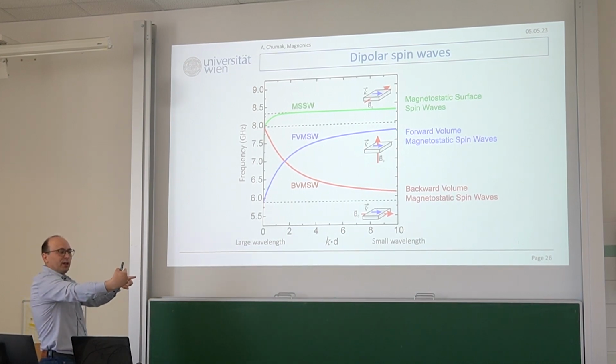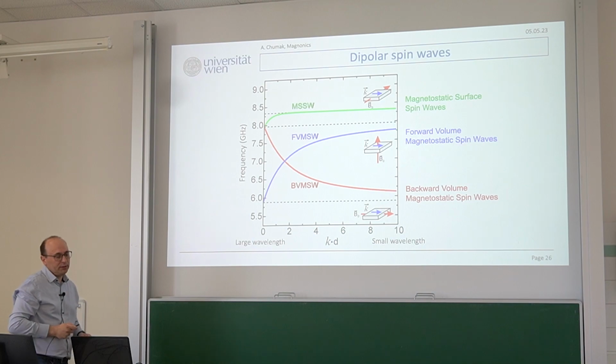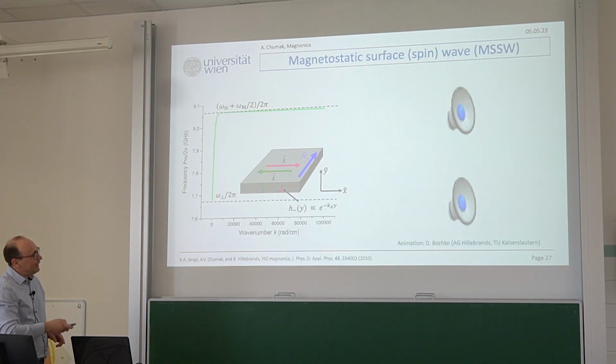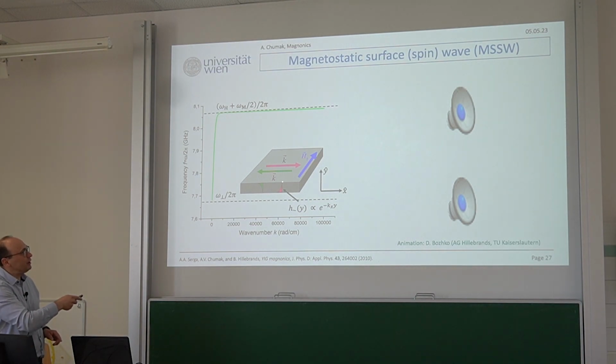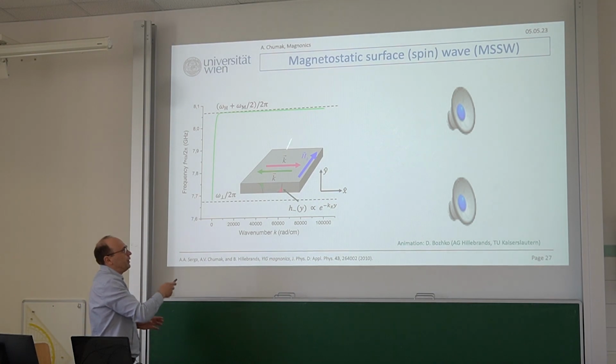Okay. And forward volume and backward volume, they are reciprocal. So a wave which propagates in one direction is exactly the same as a wave propagating in the opposite direction. So these are reciprocal, but not MSSW. MSSW is non-reciprocal. So I said that although it is non-reciprocal, this field distribution is practically uniform here.